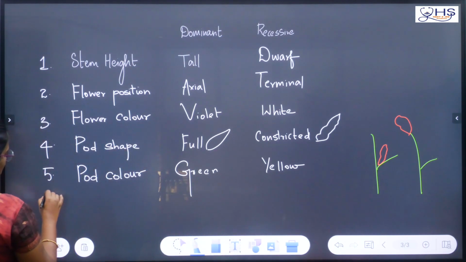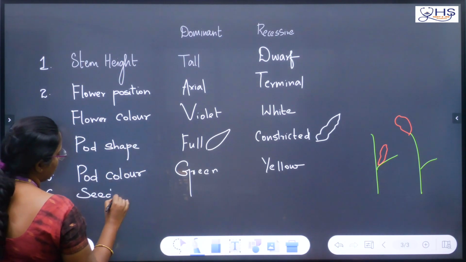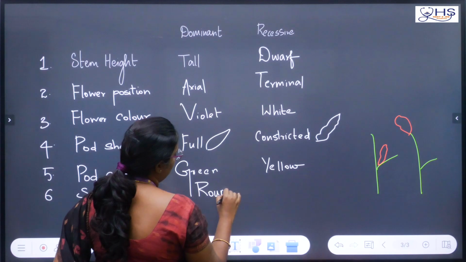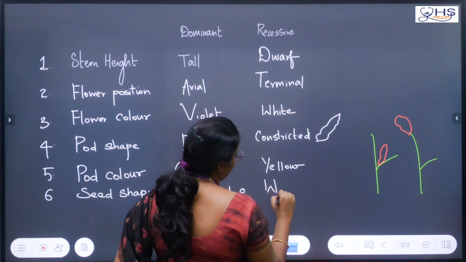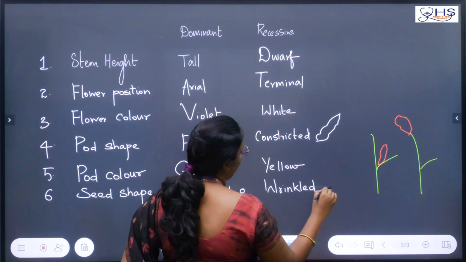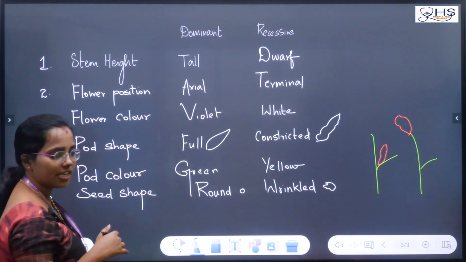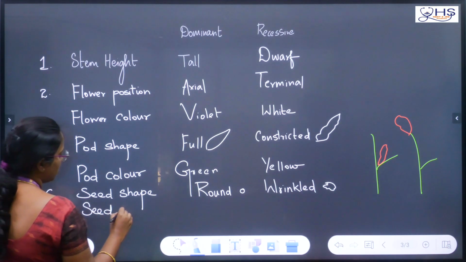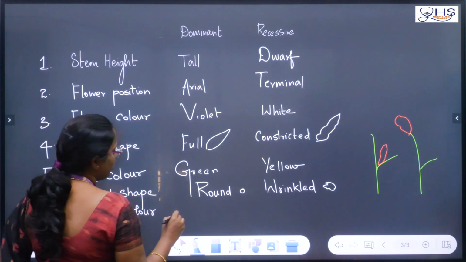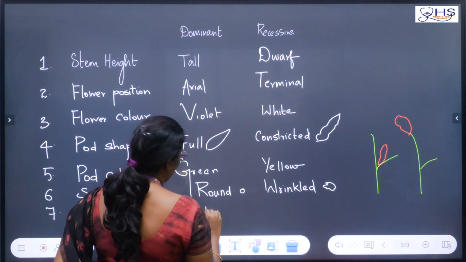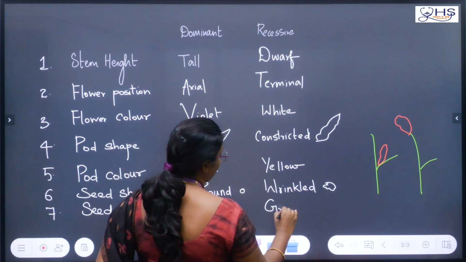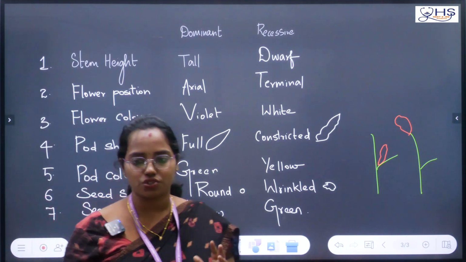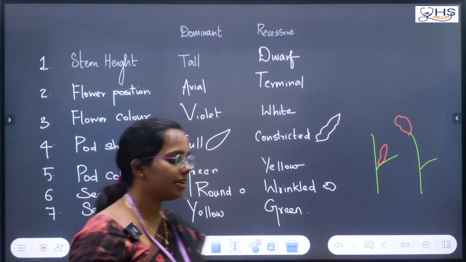Next one is seed shape. Seed shape is round, wrinkled. You have to memorize this, okay? It's not simply reading and saying. You have to memorize all the characters, which is dominant, which is recessive. Next is seed color. Have you all memorized? Yellow, green. Okay, these are the 14 different characters, 7 pair of contrasting traits chosen by Mendel for his experiment.